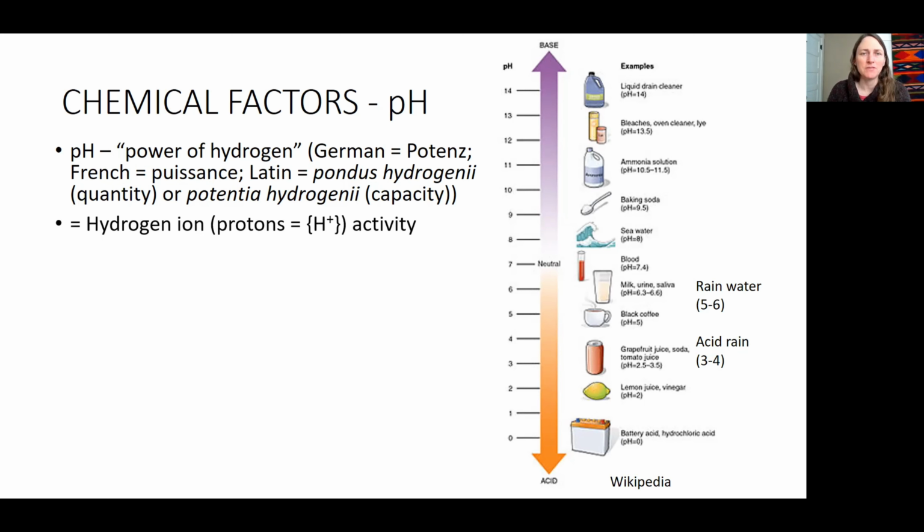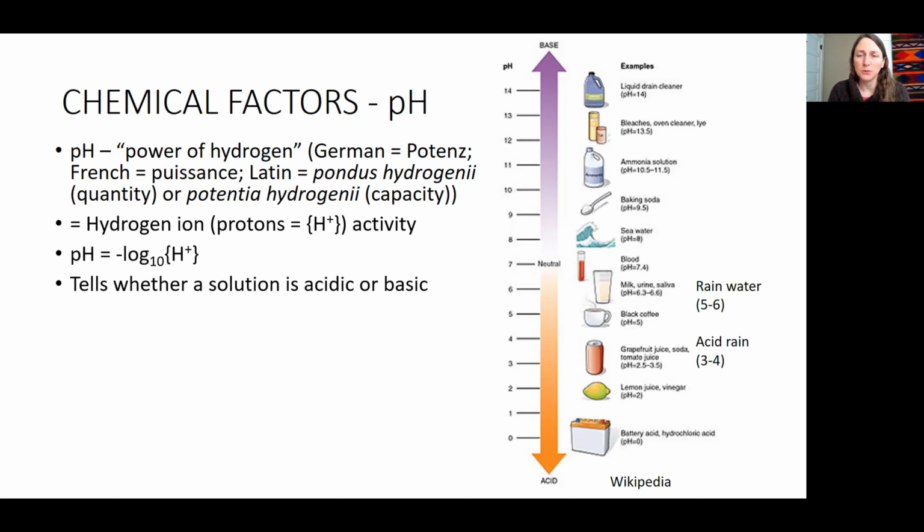It's really a measure of the hydrogen ion activity. It's very closely related to the hydrogen ion concentration, but it's this activity value instead. To measure it, you take the hydrogen ion activity, and the negative log 10 of that gives you the pH value. This tells us whether a solution is acidic or basic. Acidic solutions are very low on the pH scale: 0, 1, 2, 3. Basic solutions are very high, like 12, 13, 14. 7 is neutral, neither basic nor acidic.